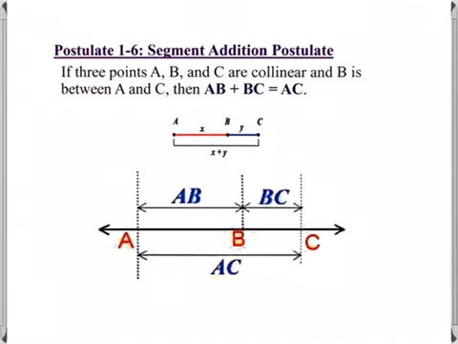Postulate 1.6 is the segment addition postulate. If 3 points A, B, and C are collinear, and B is between A and C, then AB plus BC equals AC. So it's part plus part equals whole. We take the smaller part plus the other small part and put them together to get the whole length of the segment, in this case AC.